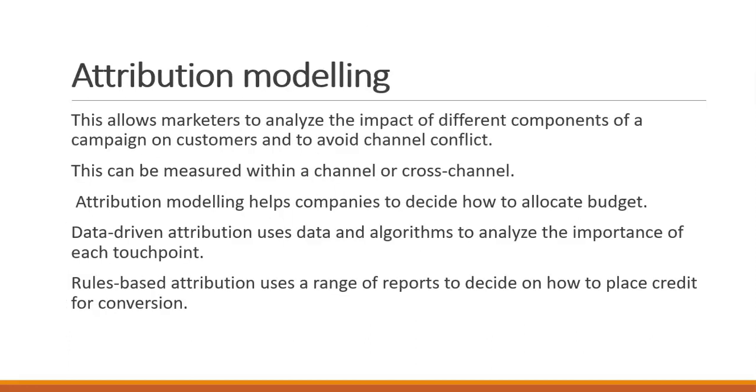Another thing that I can do when we're analyzing data is attribution modeling. This is where we're analyzing the impact of different components of a campaign on customers, and it helps us avoid channel conflict. So we can measure this within a channel or in a cross-channel environment. This helps us decide how to allocate our budget for marketing, which channel we give the most money to.